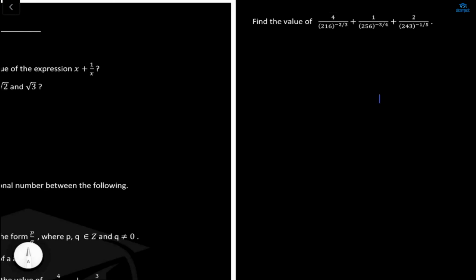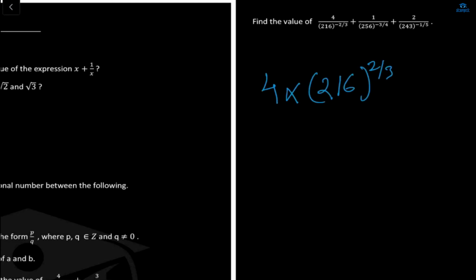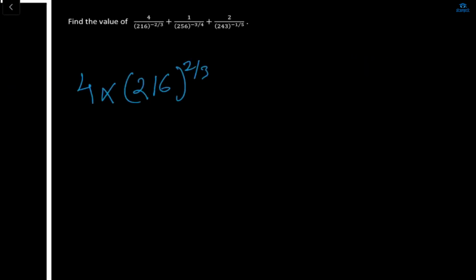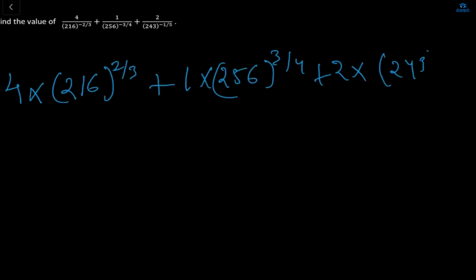Okay, now this is the question. Razi, if you write anything in power minus, what does that mean? If it's written minus in the denominator, it will go to the numerator, and if it's in the numerator, it will go to the denominator. The power is negative, that means you can shift it to your numerator. So 4 into 216 to the power 2 by 3, plus 1 into 256 to the power 3 by 4, plus 2 into 243 to the power 1 by 5.